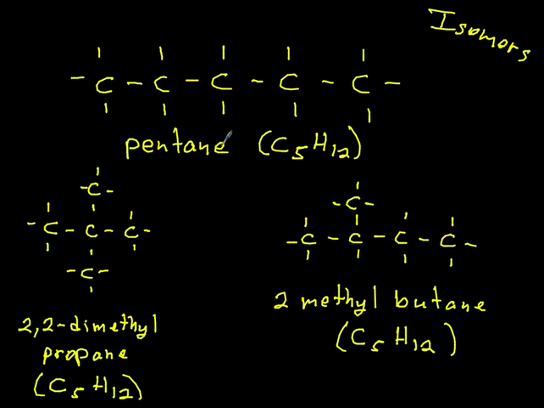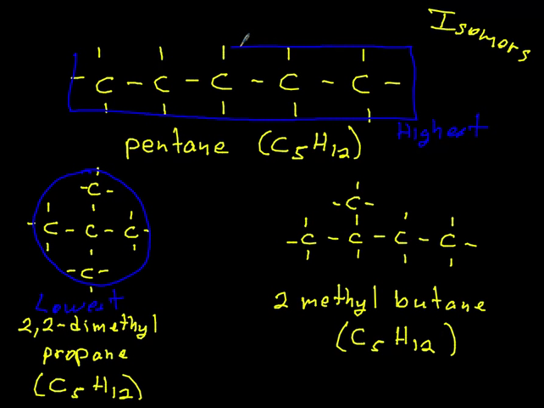In this case, pentane is going to have the highest boiling point. The straight chain pentane will have the highest, and the 2,2-dimethyl propane is going to have the lowest boiling point. The reason is that because we've started to branch this thing out, the more branching we have, the more compact the molecule becomes. And the more compact the molecule becomes, the less surface area is available to interact with other molecules. In this case, we have much more surface area available to interact with other molecules. In this case, we just have less surface area available.